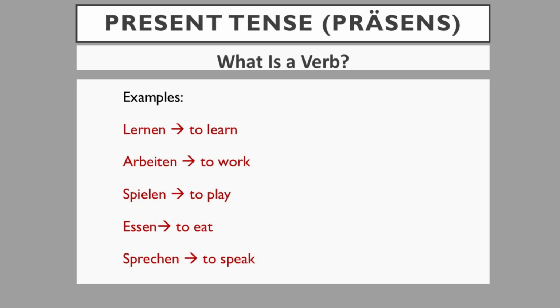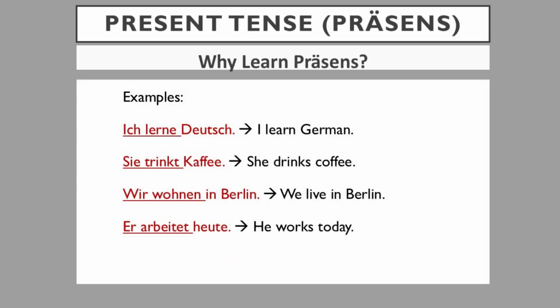In German, verbs change depending on the subject. Instead of always saying the basic form like lernen or arbeiten, we change the ending to match the person. This is called conjugation. Let's look at some example sentences.